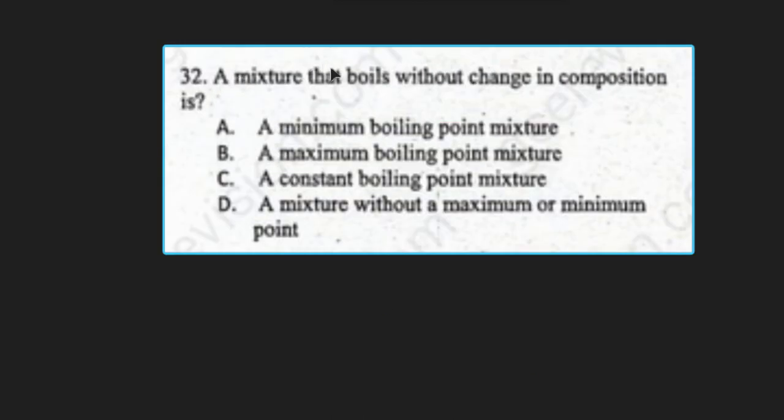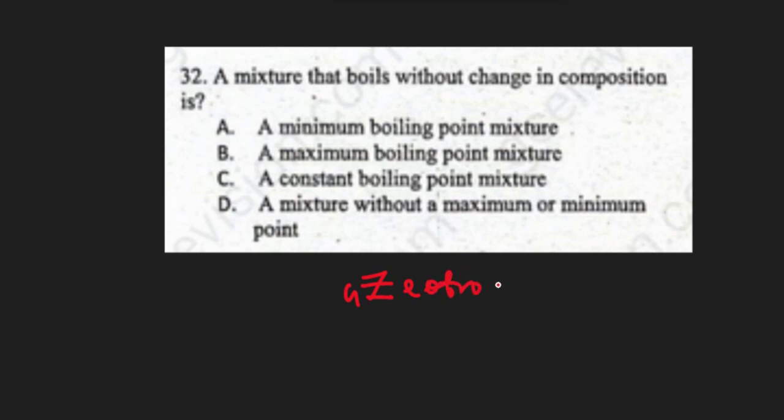Question 32. A mixture that boils without changing composition is? A mixture of constant boiling point, from Raoult's law, is an azeotrope. An azeotrope is a solution that has a constant boiling point, whose composition does not change on boiling. So if we talk about non-changing composition, it means that the mixture has a constant boiling point and it is called an azeotropic mixture, making our answer C.